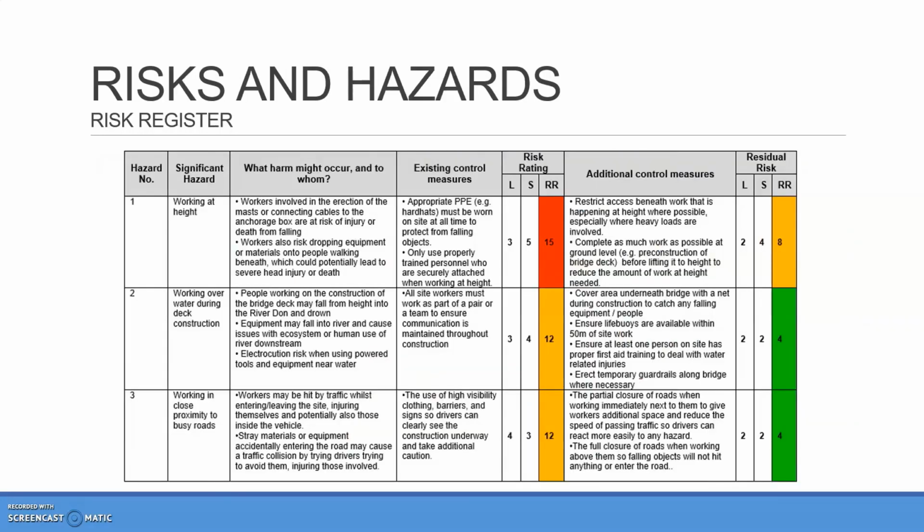The main health and safety risks associated with this construction project are working at height, working over water, and working in proximity to busy roads. Appropriate control measures are detailed in the full risk register, and any residual risks are noted on the appropriate construction drawings.